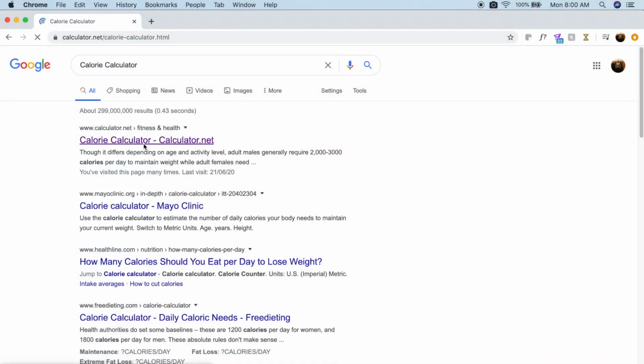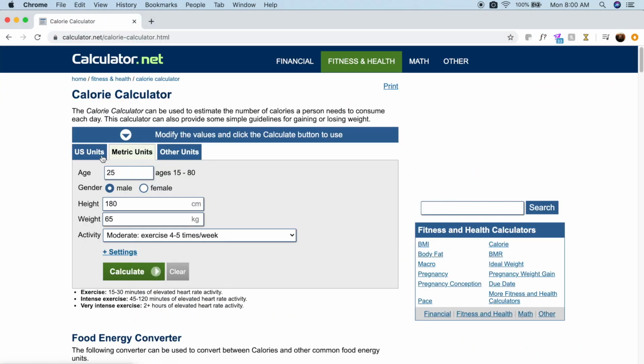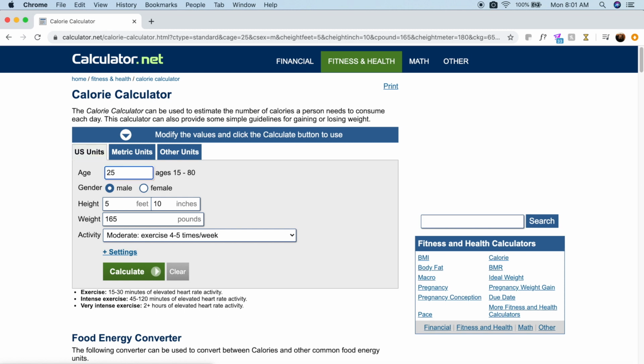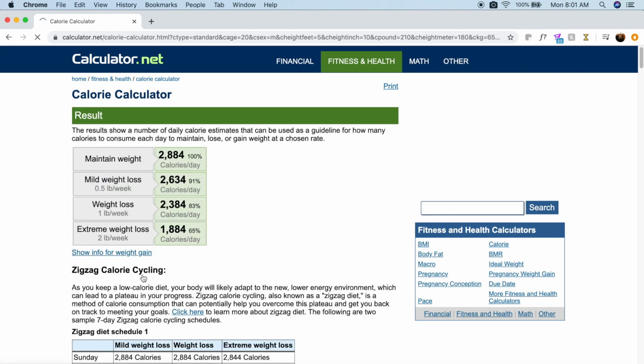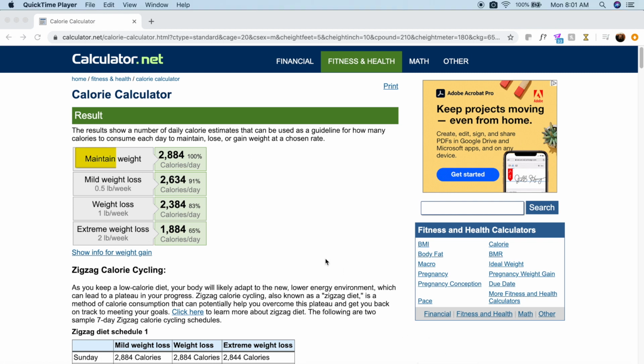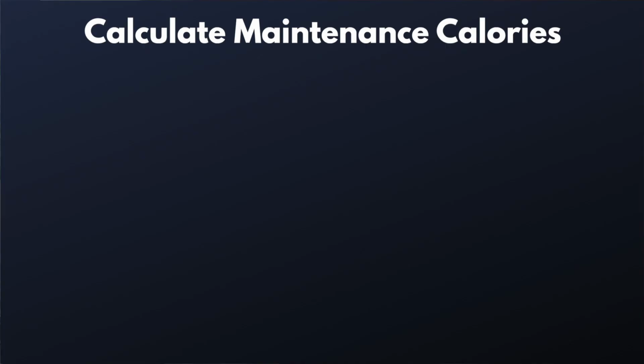So first thing you want to do is, pay attention to the screen here. So you're going to go to caloriecalculator.net. I have found this to be one of the most accurate sites, one of the most accurate calorie calculators out there. You're gonna put in the appropriate information. I just put in my information. I'm 20, male, I'm 5'10". I weigh around 210 pounds and I'm moderately active. So I'd calculate that and I'd get around 2,900 calories as my maintenance calories. So that's the first step. You need to get that from the calculator.